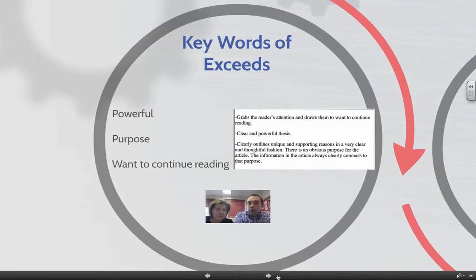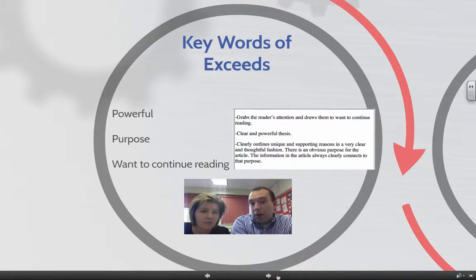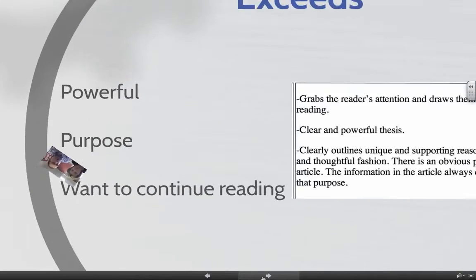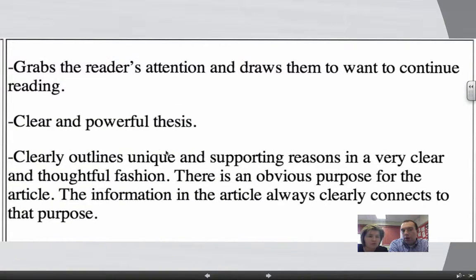So let's talk about the key differences in the rubric between mastery and exceeds. Powerful, purpose, and want to continue reading. If you look here at the rubric, it grabs the reader's attention. There's a clear and powerful thesis. It's not just clear, there has to be some power to it. It clearly outlines the unique supporting reasons in a thoughtful fashion. There's an obvious purpose for the article.